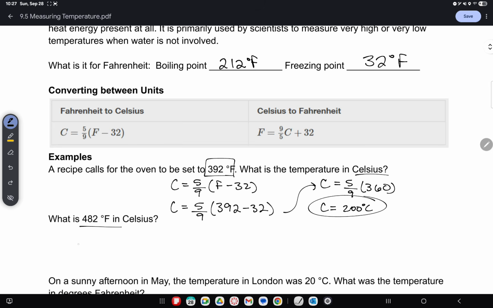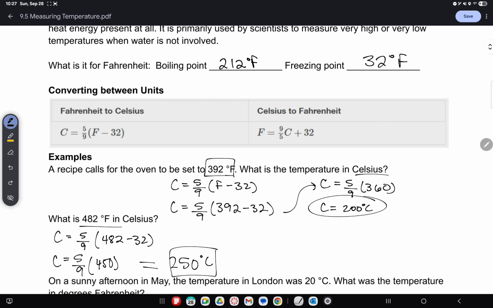So let's see if we can do it again for a different one. So 482 degrees Fahrenheit. So the Celsius is 5/9 times (Fahrenheit minus 32). So I'll do what's in parentheses first. 482 minus 32 is 450. And then I'll multiply that by 5 and divide by 9 to take care of that 5/9. I get 250 degrees Celsius.